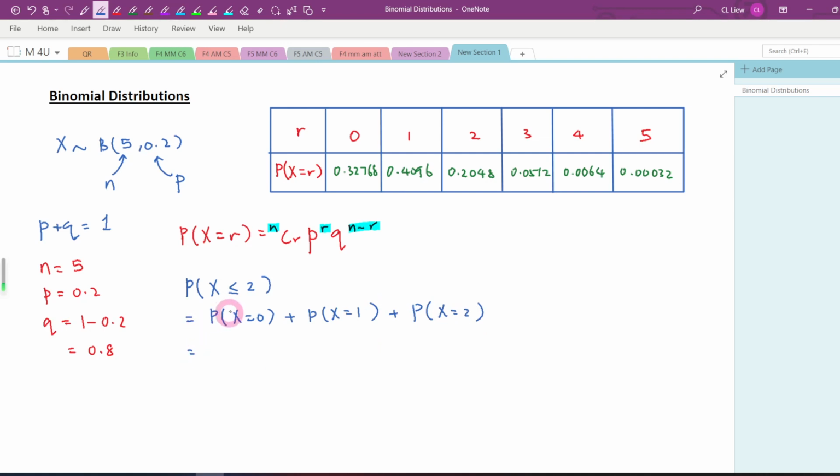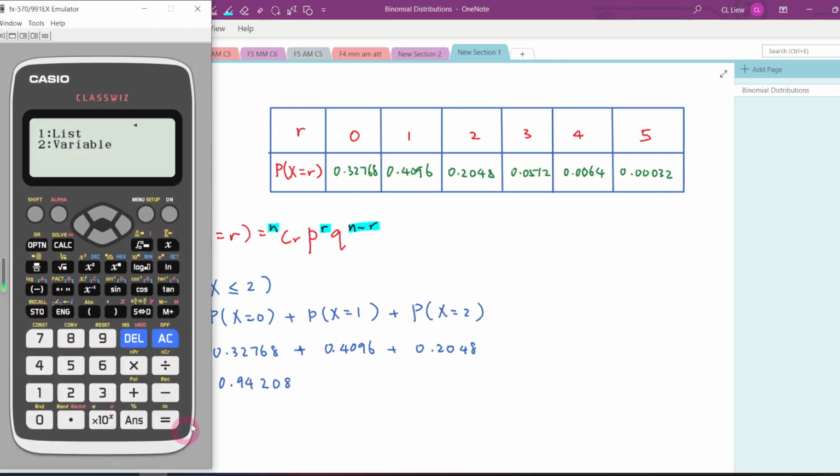Now let's calculate. Take this one, 0.32768 plus 0.4096 plus the last one, which is 0.2048. Try to press your calculator. You should be able to get 0.94208, right?